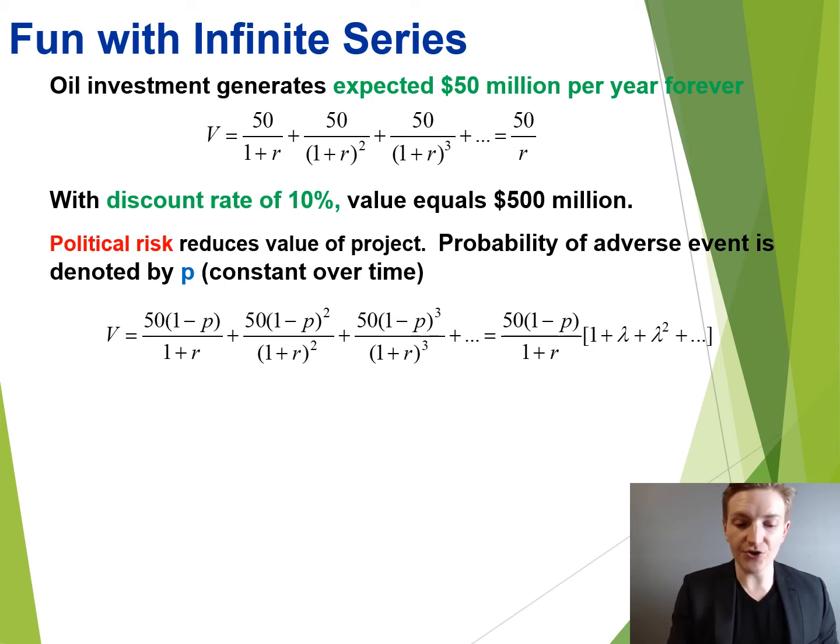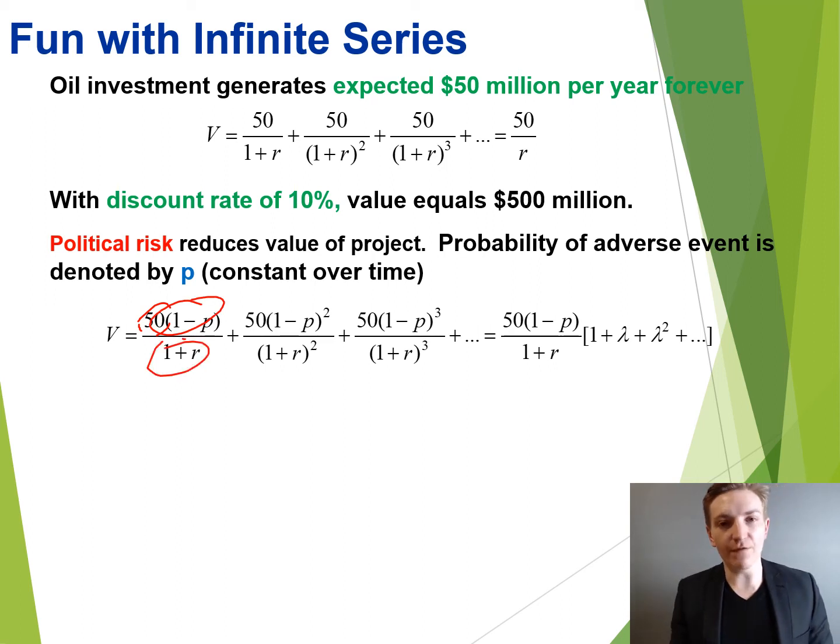For example, our first year, we've got a cash flow of $50. It occurs with probability 1 minus p. So if p is our probability of the political risk, then 1 minus p is the probability of actually getting the cash flow. And then we discount it back 1 year as before. Then in the second year, it's 50 multiplied by (1 minus p) squared, then cubed, and so on and so on. Now it turns out there's a neat formula to do this.